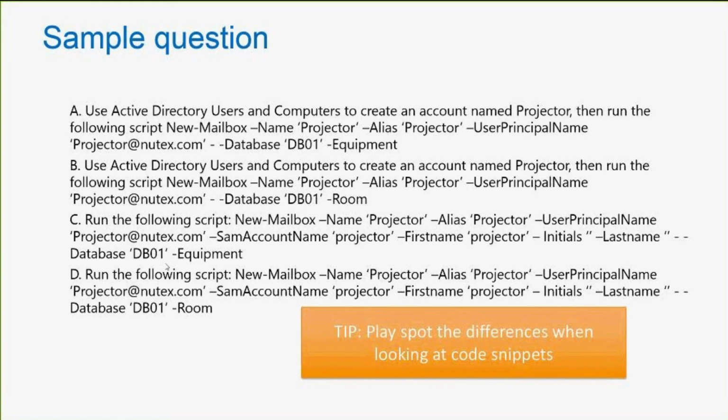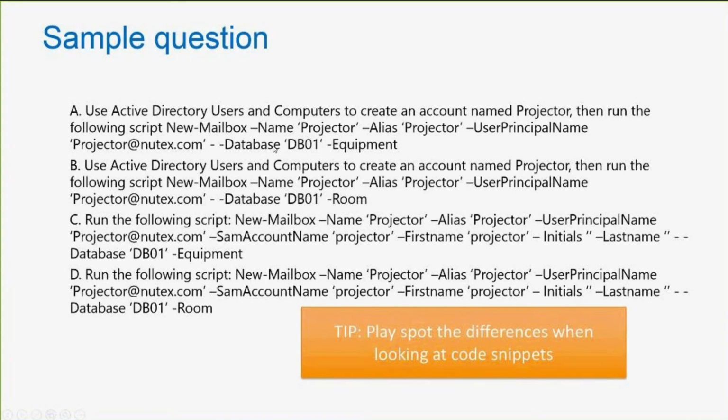If you look at C and D, the only difference between those is one specifies dash equipment, and the other one says dash room. Everything else on the line is exactly the same. Since we're creating something for a projector, I'm guessing dash equipment, even though I have no idea what this command is really doing. I'm not an administrator. But I look at this and go, well, it's definitely C, not D, because I'm creating a mailbox for a projector. Why would I put dash room if there's a dash equipment? So I would choose C or A, because they both have the dash equipment.